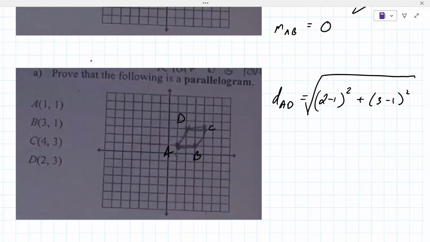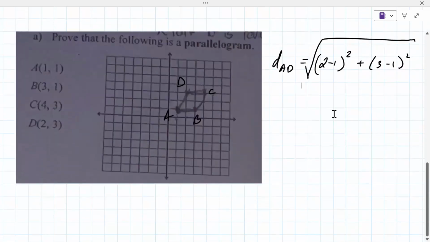Did you get the distance formula in class? No, we didn't. How are you supposed to do this? We did. You're right. Okay. All right, so this ends up being 1 squared plus 2 squared. So is it like the square root of 5?